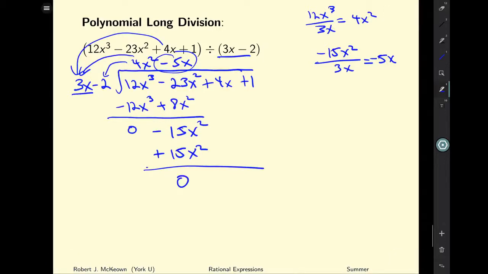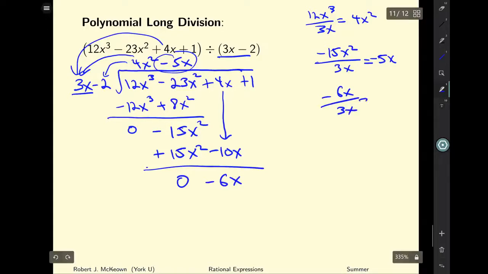I've got negative 5x multiplied by negative 2. So I've got a negative and a negative and a negative. So that's going to give me negative 10x. Oh, I wrote in the wrong space, excuse me. Negative 10x. And now I want to know what 4x minus 10x is equal to. Well, that's going to be equal to negative 6x. How many times does 3x go into negative 6x? Well, it goes in there negative 2 times.